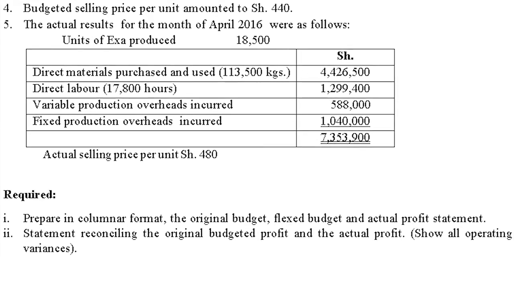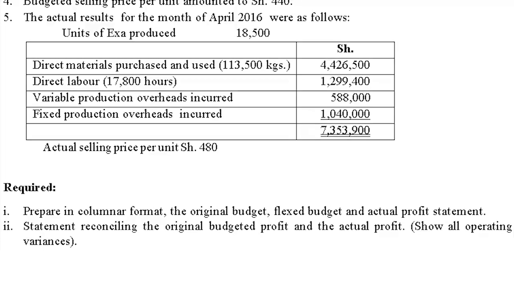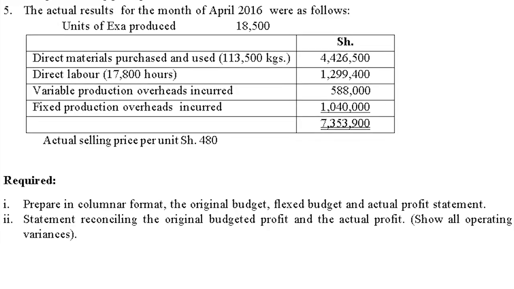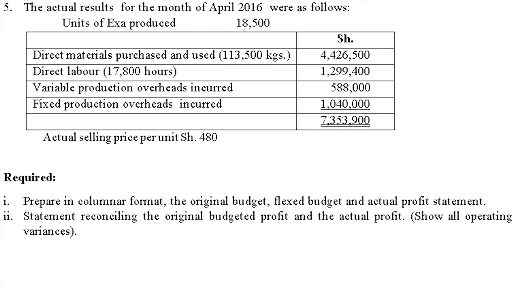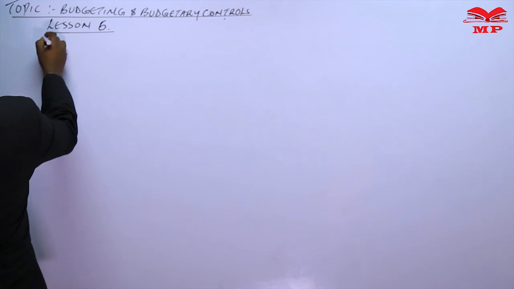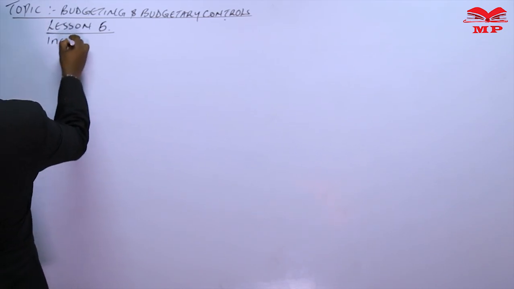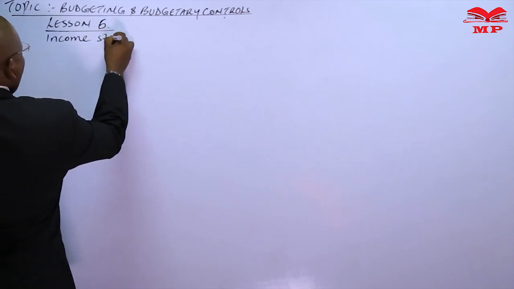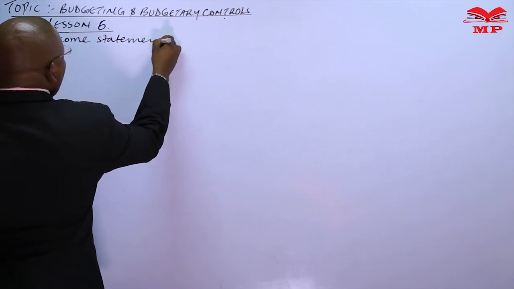Required: prepare in columnar format the original budget, flexed budget, and actual profit statement. So you prepare those budgets and the actual statement. In our preparation, you're going to have this. This is actually the income statement.